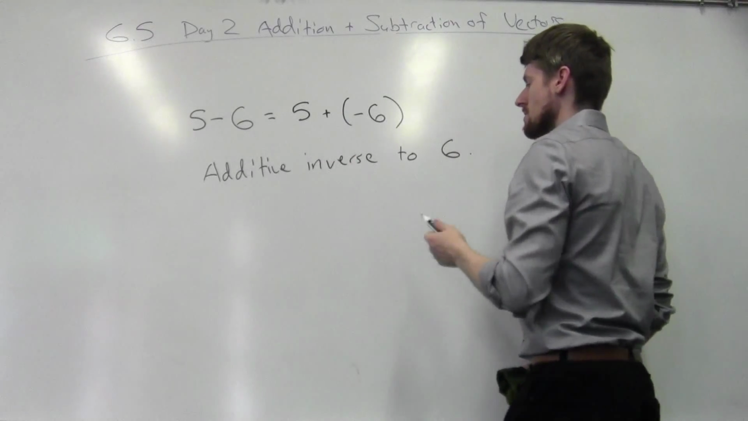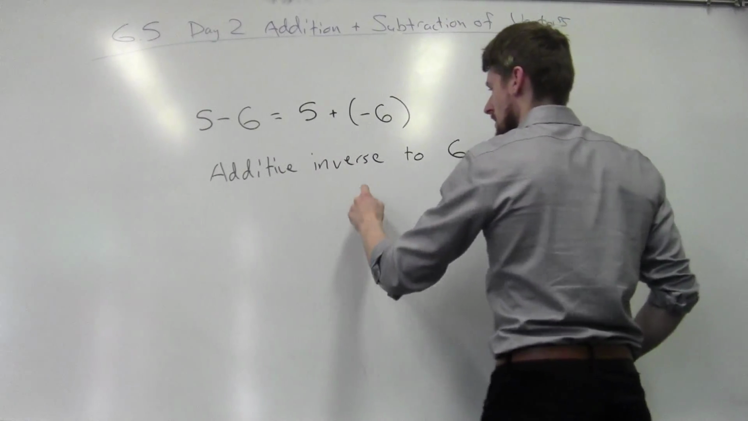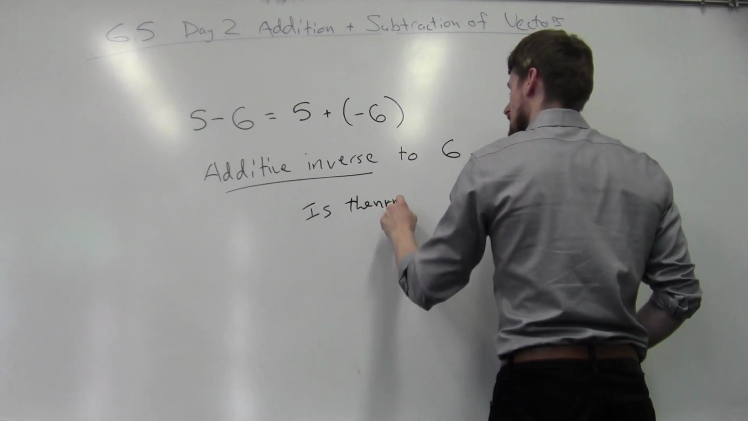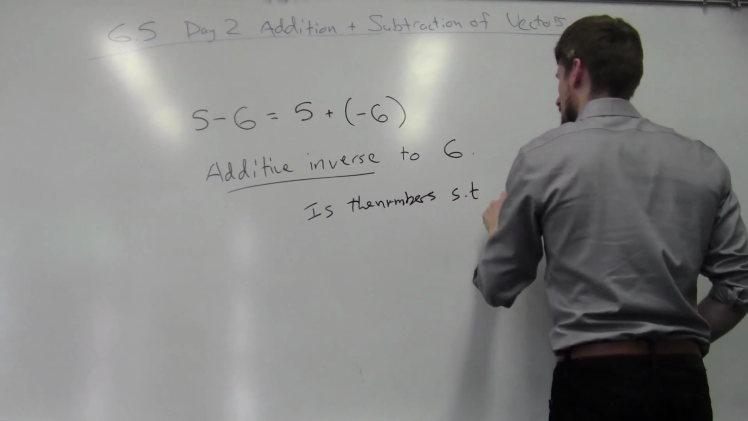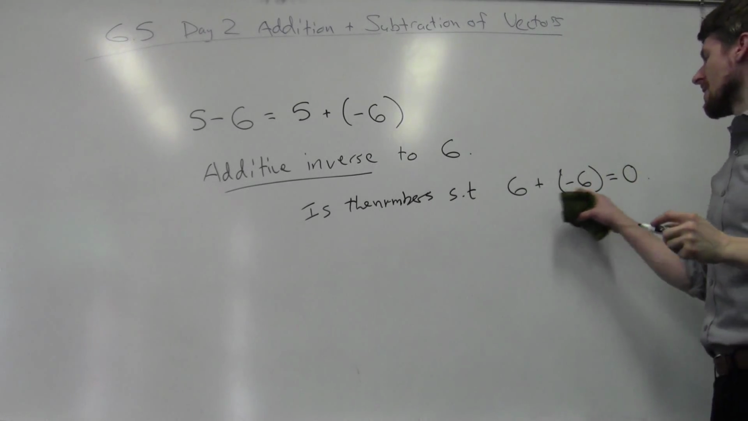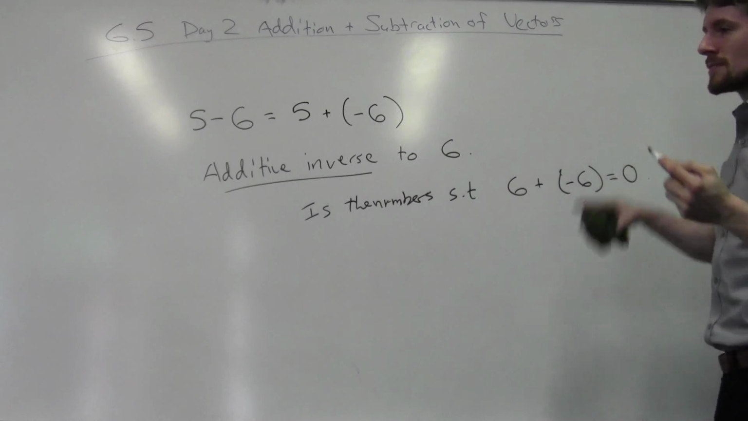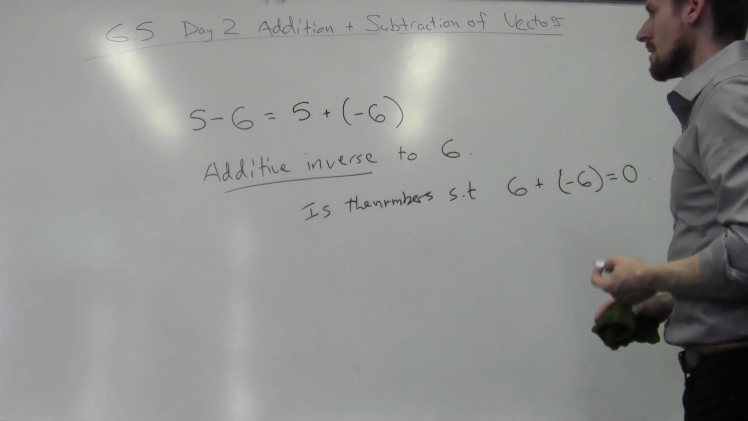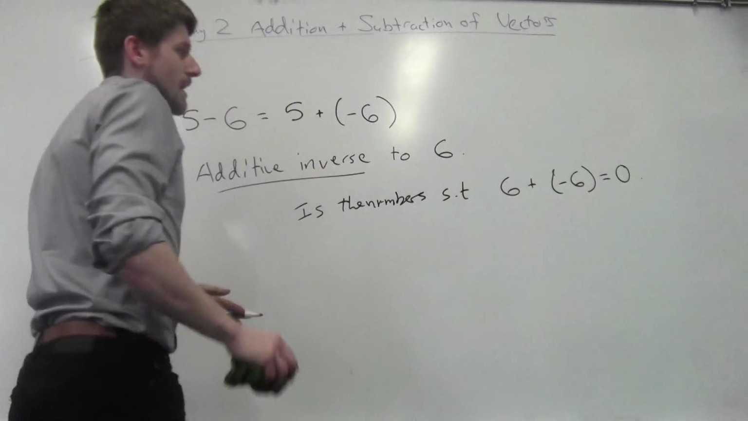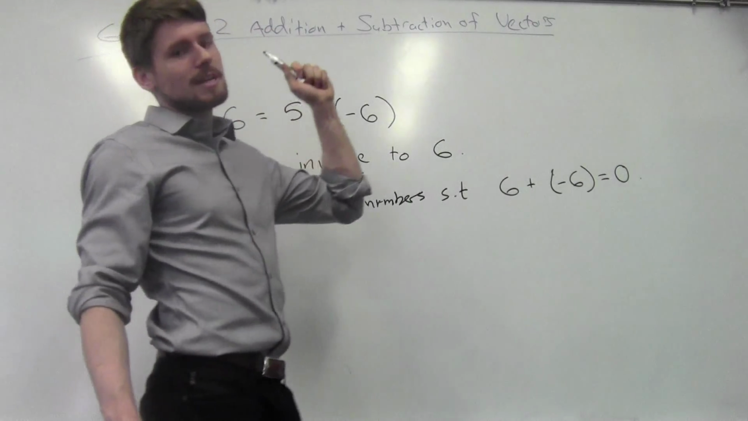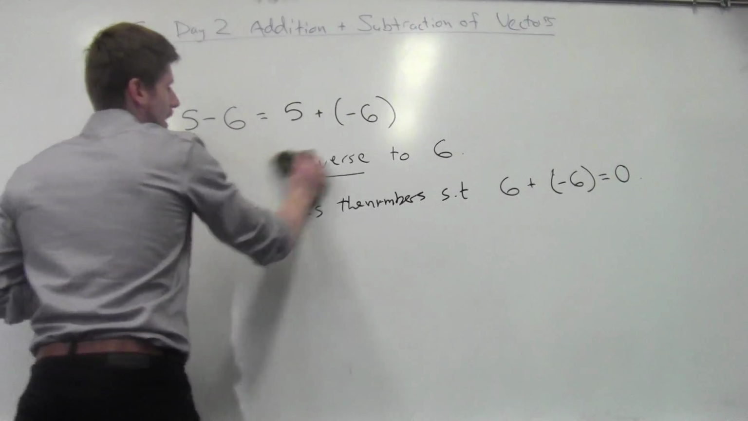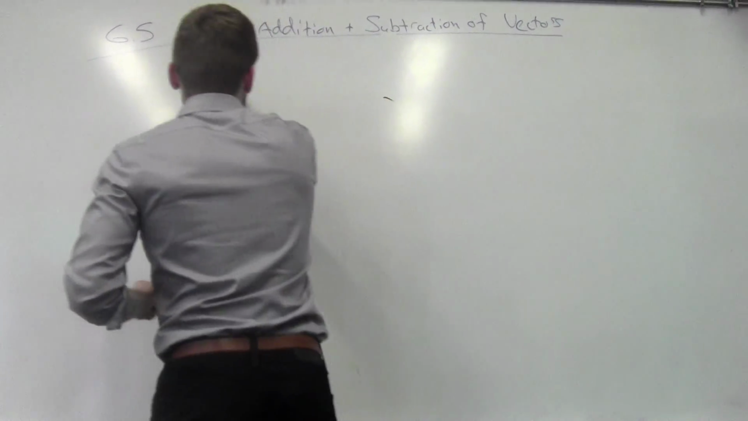What do I mean by additive inverse? Well, additive inverse is the number, so this guy is the number such that 6 and negative 6 add to 0. It's the number that is the opposite of 6, additive inverse to 6. So if we want to do subtraction of vectors, we need to get a sense of an additive inverse. And in order to get an additive inverse, we need to define something called the zero vector. All right? So let's get at what the zero vector is first.